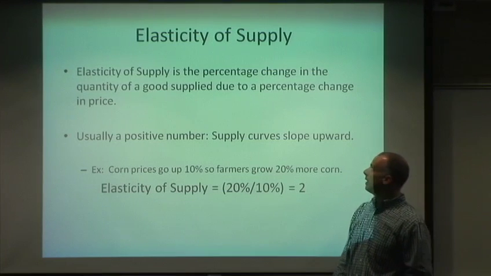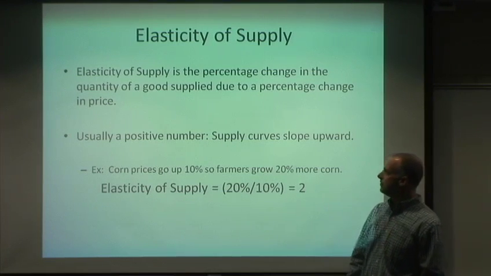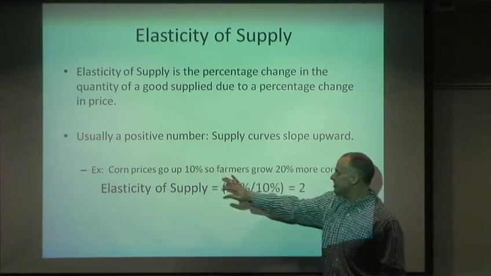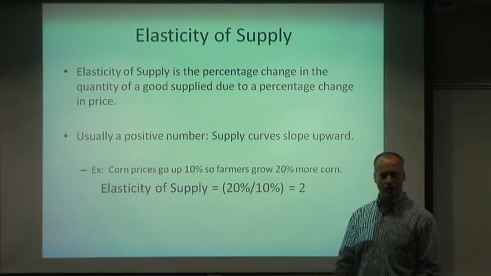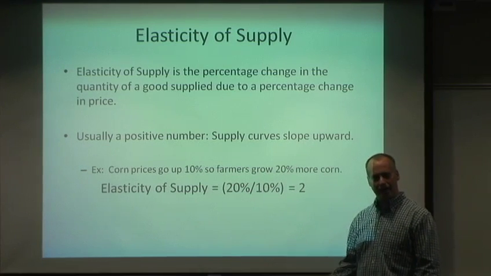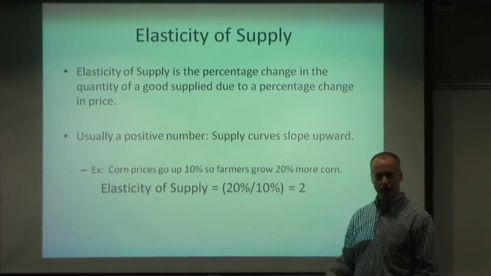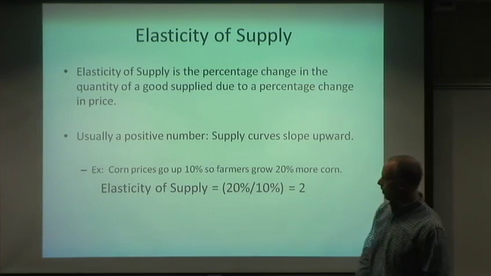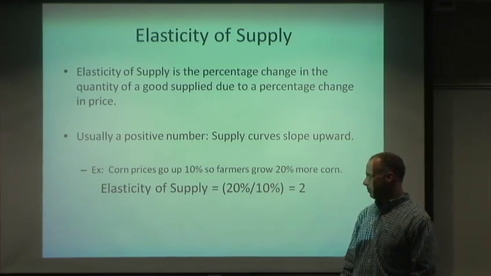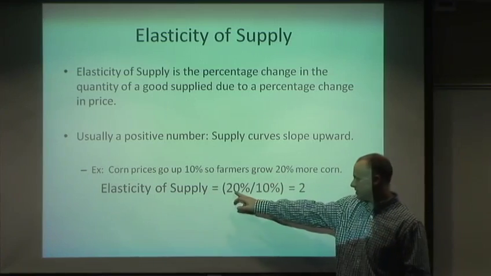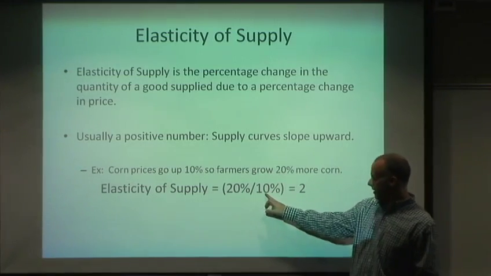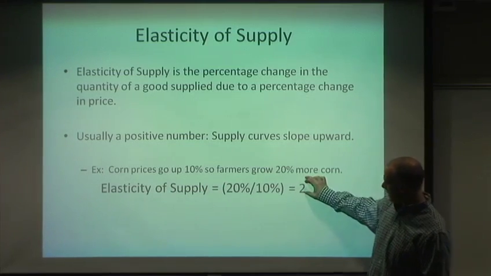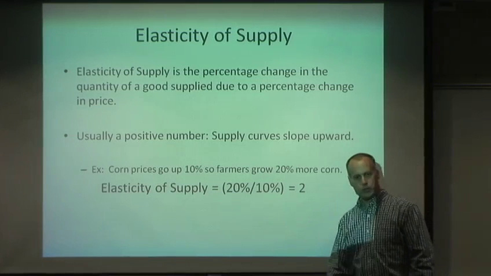The elasticity of supply is the percentage change in the quantity of a good supplied due to a percentage change in its price. Usually this is a positive number. Supply curves slope upward, so if the change in price is positive, more supply will be brought to market. The change in quantity will also be positive, so this will be a positive number. For example, if corn prices go up by 10% and farmers grow 20% more corn, the elasticity of supply in this case is the 20% increase in quantity divided by the 10% increase in price, for an elasticity equal to 2. And note again that we have no units, it's just the number 2.